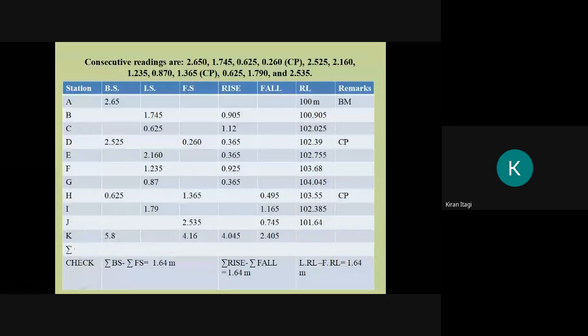Okay. Here we have another problem. See the readings they have given. Okay, and change of point they have given. Now this is first reading, second reading, third reading, fourth, fifth, sixth, 7, 8, 9, 10, 11, and 12. Okay, see here he has mentioned change of point. Okay, here also he has mentioned change of point. Now we will go step by step.